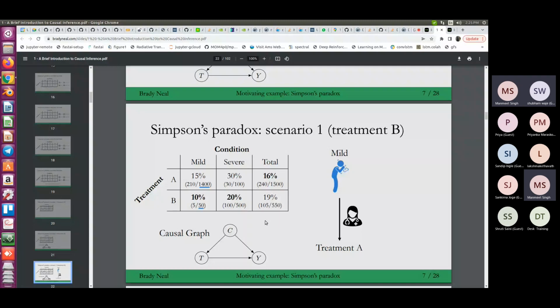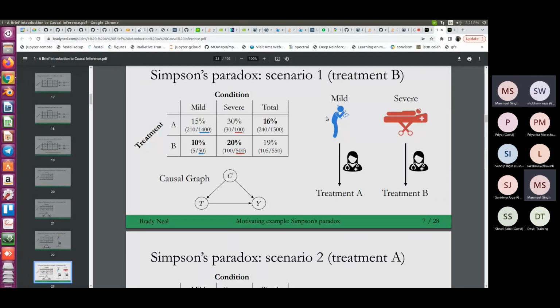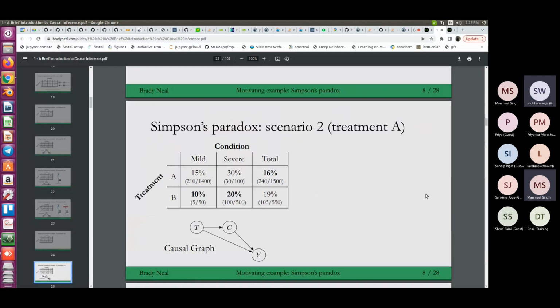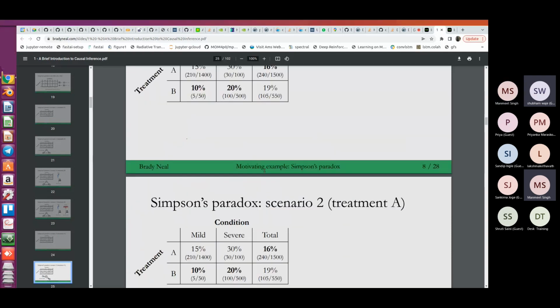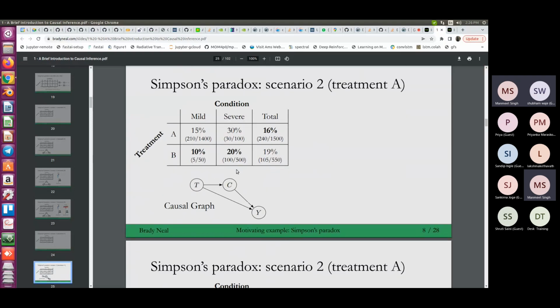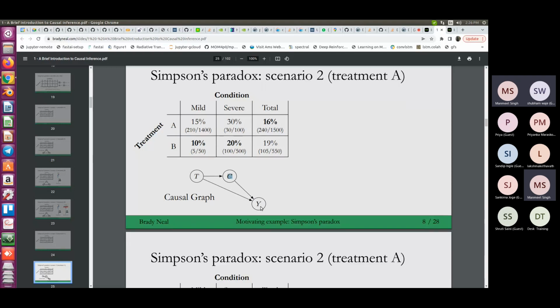So we can see that. If the condition is mild, then you give treatment A, and if in scenario 1 the condition is severe, you give the treatment B. So then you can see that your causal graph can also change based on the scenario. Okay, so the treatment can decide the condition, which in turn decides the outcome, and treatment also can directly decide the outcome.